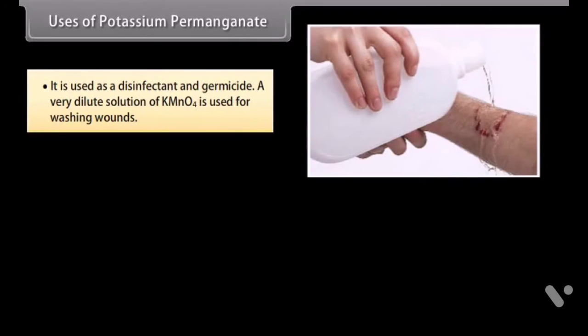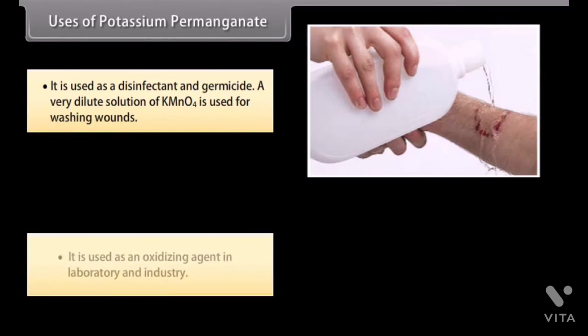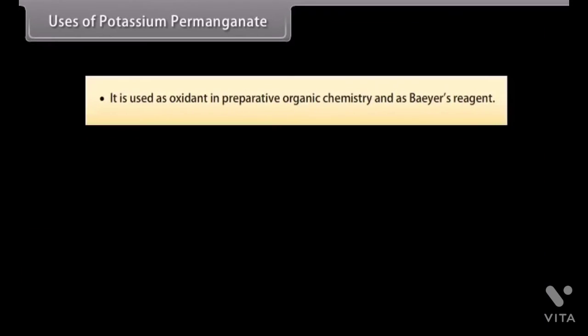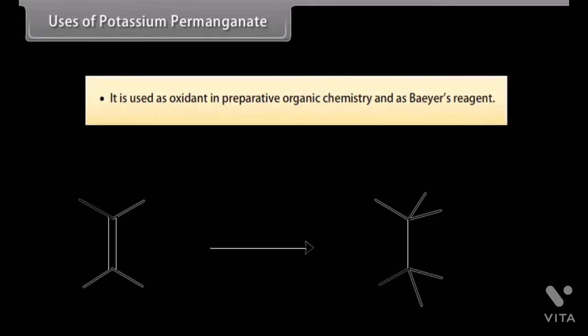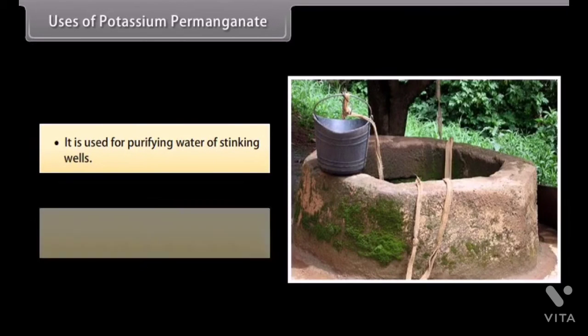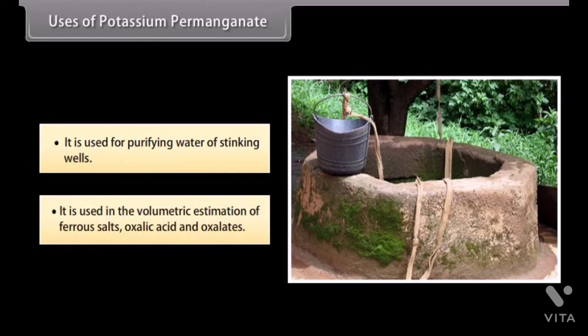Uses of potassium permanganate. The important uses of potassium permanganate are the following. It is used as a disinfectant and germicide. A very dilute solution of KMnO4 is used for washing wounds. It is used as an oxidizing agent in laboratory and industry. It is used as oxidant in preparative organic chemistry and as Baeyer's reagent. It is used for purifying water of stinking wells. It is used in the volumetric estimation of ferrous salts, oxalic acid, and oxalates.